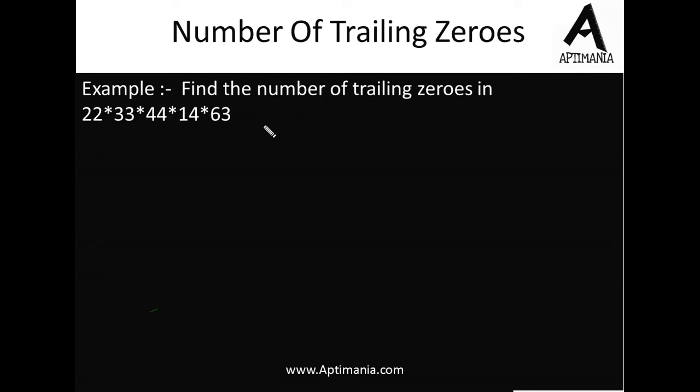We need to find the number of trailing zeros in 22 into 33 into 44 into 14 into 63. For finding the number of trailing zeros, we need to look for the number of 2's and the number of 5's. We also know that any multiple of 5 will either end in 5 or will end in 0. Here we don't have any number ending in 5 or 0. So we may have multiples of 2 present over here, but since we don't have any multiple of 5, there won't be any pair. So the number of trailing zeros would be 0 in this particular case.